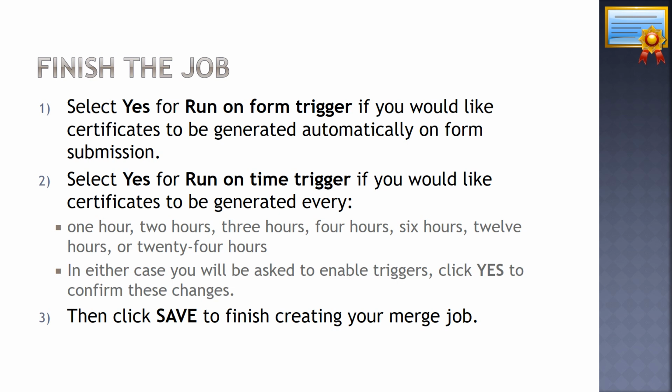Now it's about to finish the job. Select Yes for run on form trigger if you would like certificates to be generated automatically on form submission. Run on form trigger means whenever the form is triggered and some input is there, it will generate the certificate. Now select Yes for run on time trigger if you would like certificates to be generated every 1 hour, 2 hours and so on, whatever time period you require.